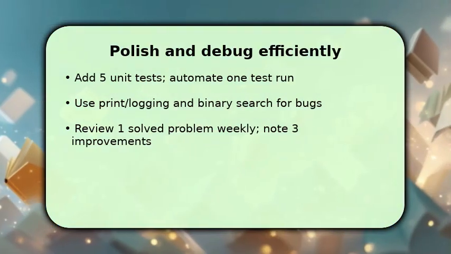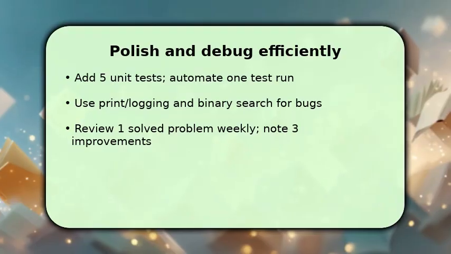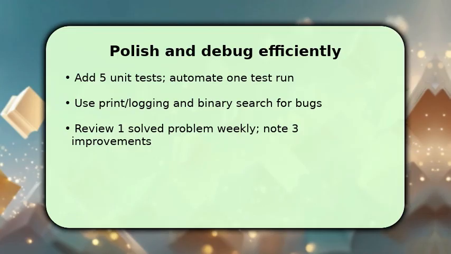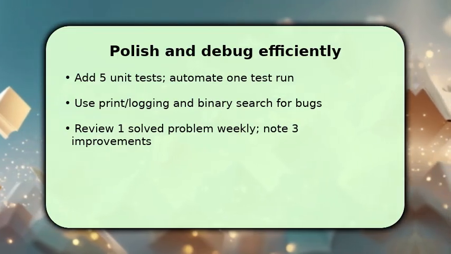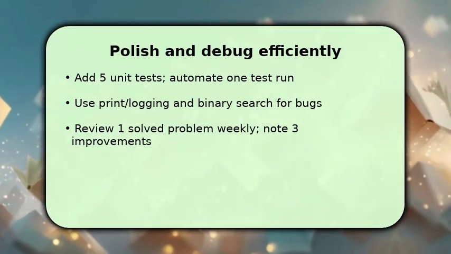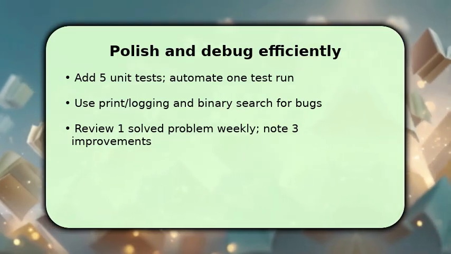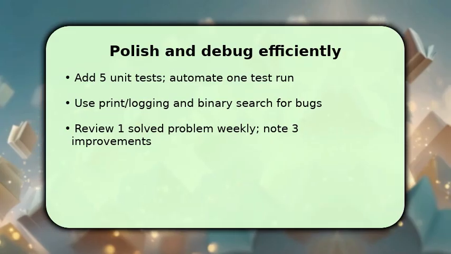Finish by making your practice resilient. Add a handful of unit tests and automate at least one test run to catch regressions. When bugs appear, use print statements or logging plus a binary search approach on inputs to isolate the failure quickly. Once fixed, annotate the cause and the fix so you learn why it happened.